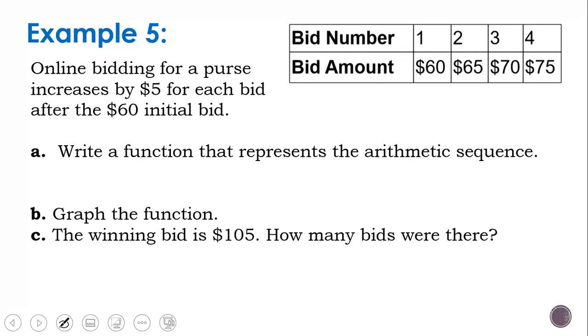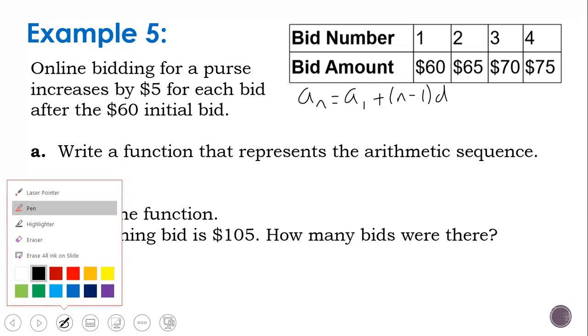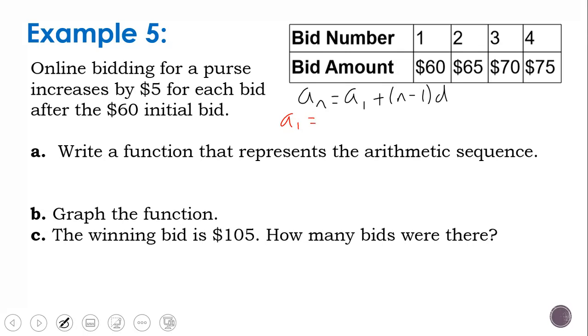All right, example 5 here. Online bidding for a purse increases by $5 for each bid after an initial bid of $60. So they've given us that table that's right there. So we're going to write the function. Remember, a sub n is equal to a sub 1 plus, in parentheses, n minus 1 times d. So my first term here, a sub 1 is equal to 60. Our common difference, we're going up by 5 each time. So my common difference d is 5.